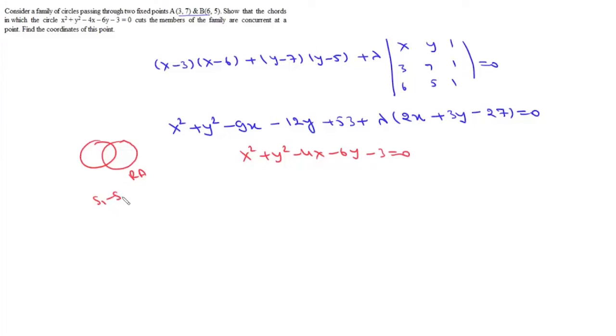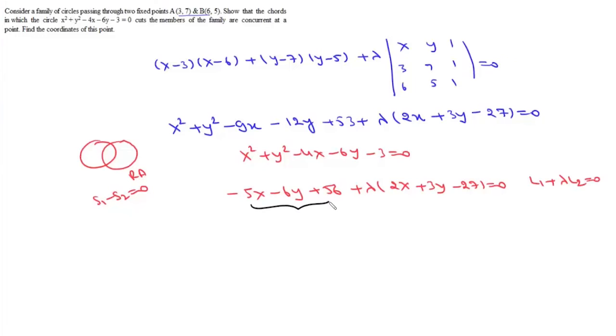Now this radical axis will be given by S1 minus S2 equals 0. So now we can write this as minus 5x minus 6y plus 56 plus lambda (2x plus 3y minus 27) equals 0. Now if we look at this equation, it is L1 plus lambda L2 equals 0, which is a family of lines passing through the point of intersection of two given lines. So basically all the members in this family will pass through the intersection of these two lines.